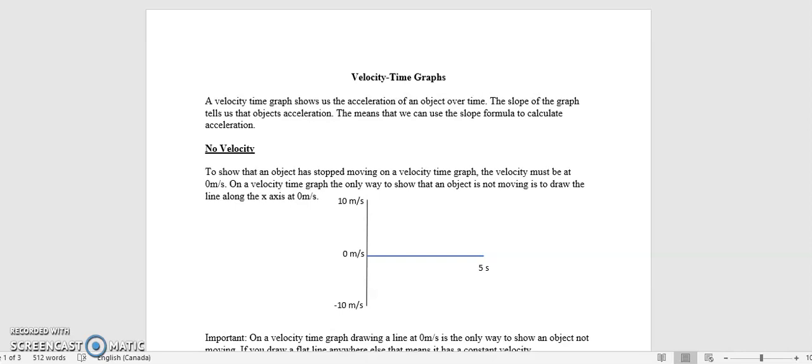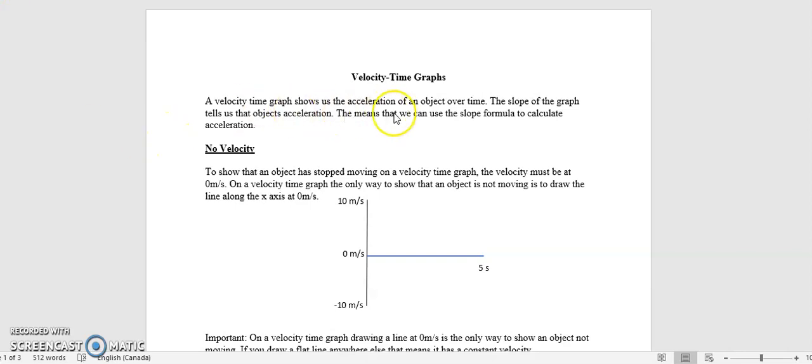Alright, grade 10s, so we've looked at position time graphs, we've looked at acceleration, and now we're going to look at velocity time graphs. So a velocity time graph shows us the acceleration of an object over time. So the slope of a graph on a velocity time graph tells us the acceleration of an object. On a position time graph, the slope told us velocity. On a velocity time graph, the slope tells us acceleration.